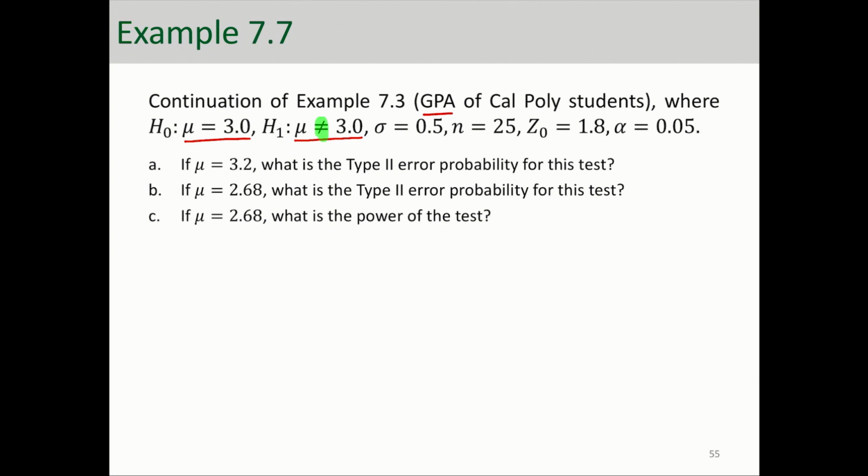And standard deviation is 0.5. That is the standard deviation of GPA values in the university. Sample size that we take is 25. The test stat is calculated as 1.8. And the alpha of the test is 0.05. Now, part A says if mu is equal to 3.2, what does that mean?